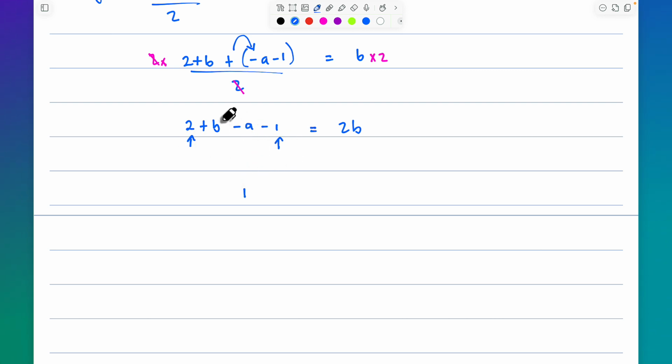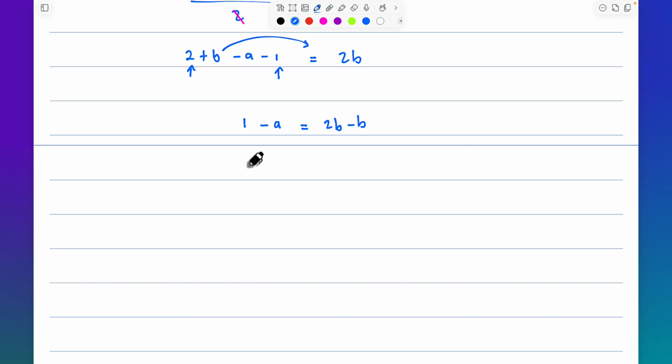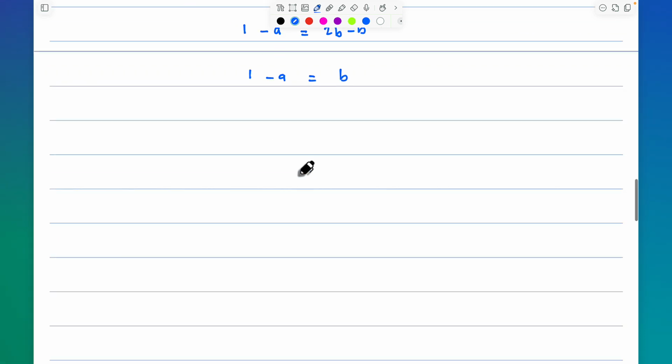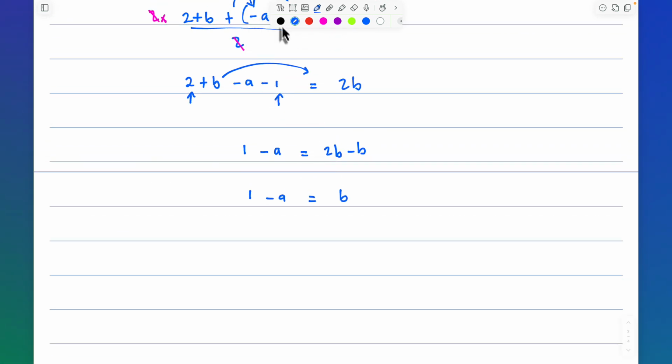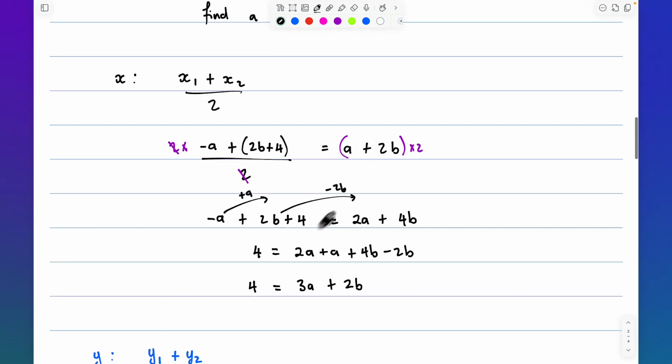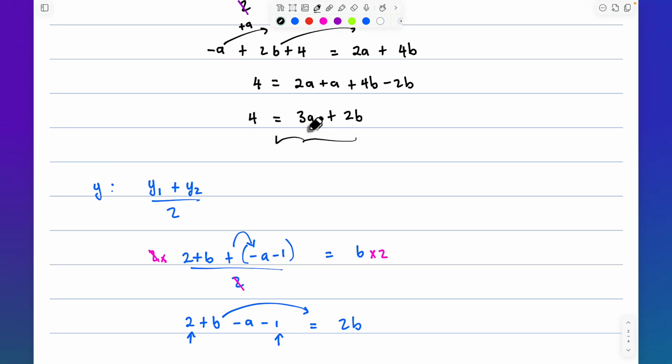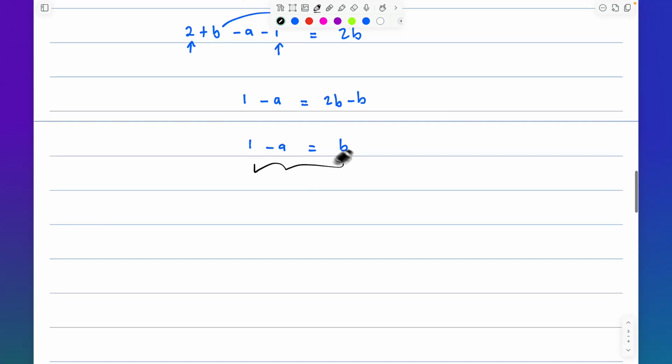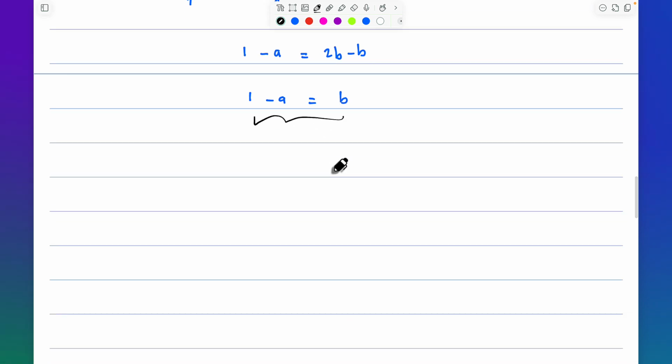On this side, I can take this b to that side, it becomes negative. So I still have the minus a, that's equal to 2b minus b. Right, so I have 1 minus a is equal to b. So, okay, I think this is fine. Okay, so I have two expressions. I've got two equations and two unknown values, right? So this equation has an unknown a and unknown b. This equation also has an unknown a and unknown b. Two equations, two unknowns, that's a simultaneous equation.